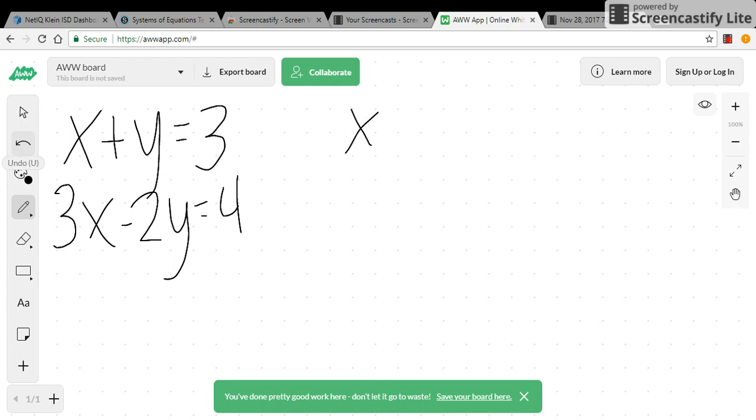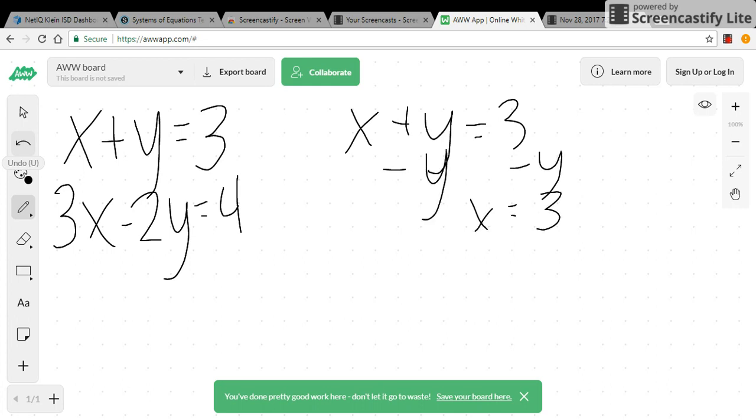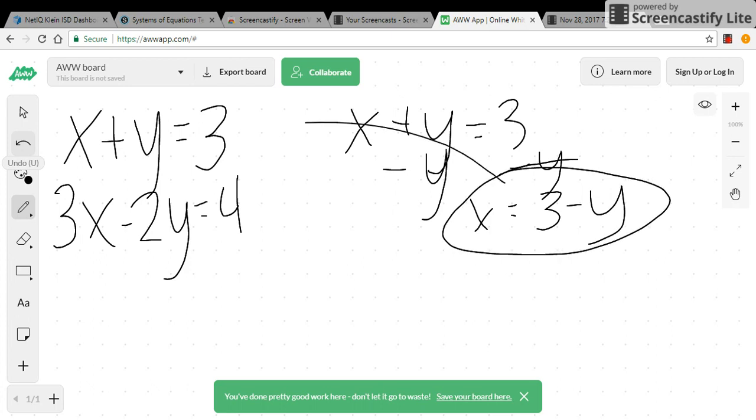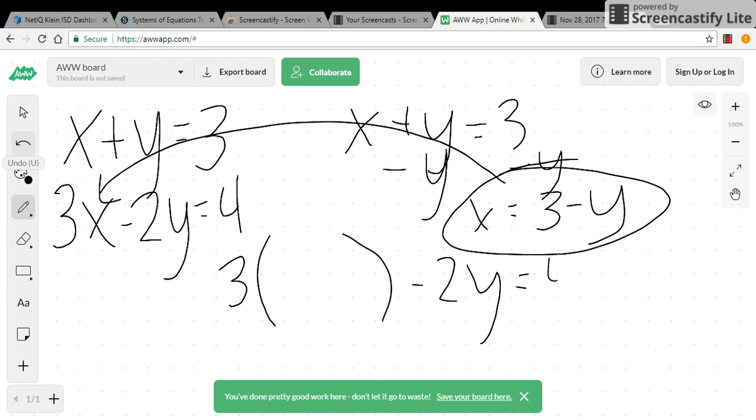We're going to say, let's get x alone. Right now it's x plus y equals 3. So let's get x alone. We're going to say minus y, x equals 3 minus y. And since we got that variable isolated, we're going to go ahead and replace it in the first equation. So now we have 3 parentheses minus 2y equals 4. And inside that parentheses, instead of x, we're writing 3 minus y.